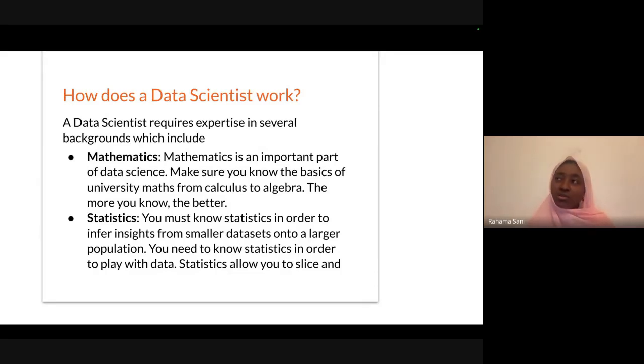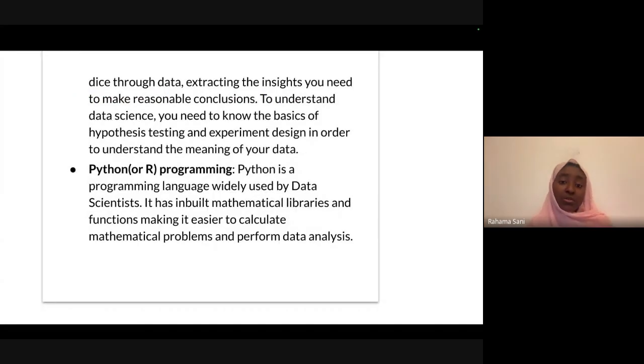Just one particular set of people. So you have to know how to correctly take samples, and so you need statistics. Statistics allows you to play with data, and it allows you to extract the insights you need to make reasonable conclusions. And to understand data science, you need to know the basics of hypothesis testing and experiment design.